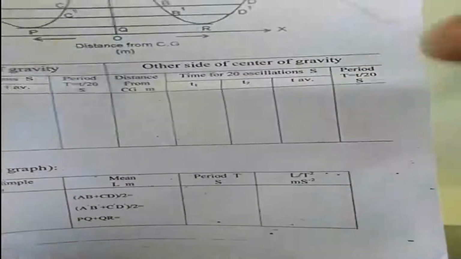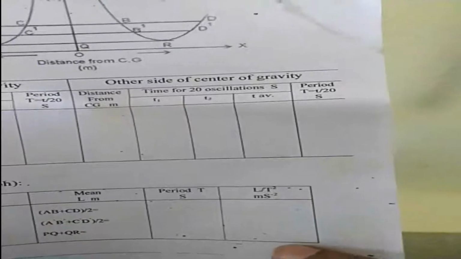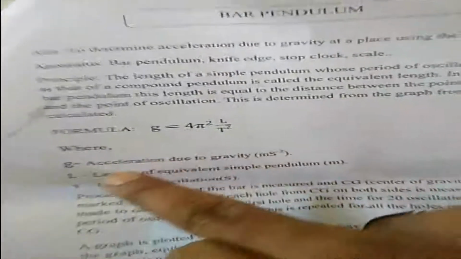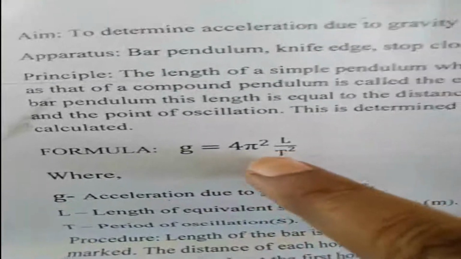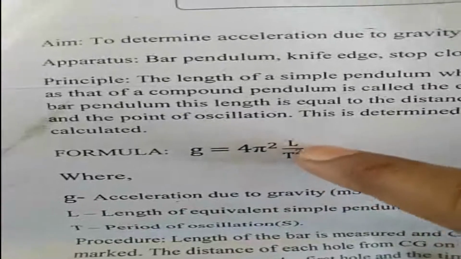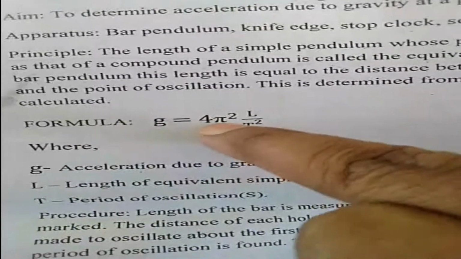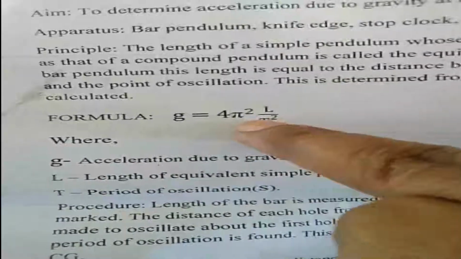Once you know experimentally the value of L by T square, take the mean value of L by T square also. The mean value of L by T square is used here to calculate g. Okay, g is nothing but acceleration due to gravity. The formula for g is 4 pi square into L by T square, isn't it? The experimental part of the calculation is only L by T square from the tabular column. Substitute this mean value of L by T square, and you know pi is equal to 3.142. Substitute that value also. Then just the calculation of this formula will give you the acceleration due to gravity. Clear? Thank you.